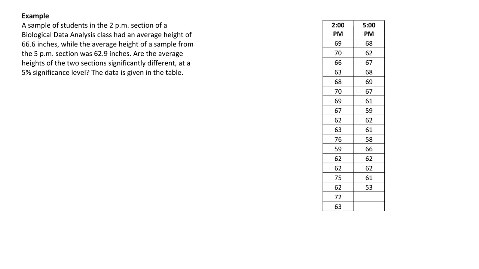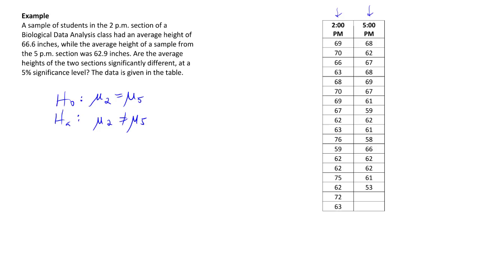The data is given. Okay, so here's the data over here for the 2 p.m. sample and the 5 p.m. sample. So I'm going to say that mu2 is the 2 p.m. and mu5 is the 5 p.m. So I'm going to set this up here. All right, and I want to see if they're different or not. So let's say mu2 equal to mu5, mu2 not equal to mu5.